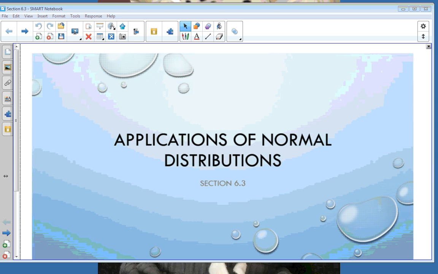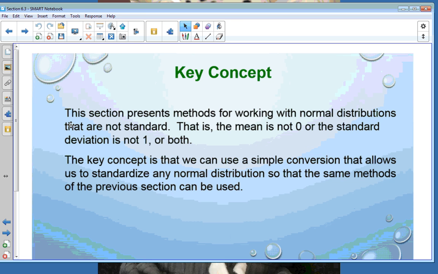Welcome back. This next part is talking about applications of normal distributions. We're going to take that normal curve we learned about in our last lesson, where mu was 0 and the standard deviation was 1, and apply it to different situations. With IQs, the mean is 100, but we can still normalize those scores based upon z-scores. So we're now standardizing any normal distribution.